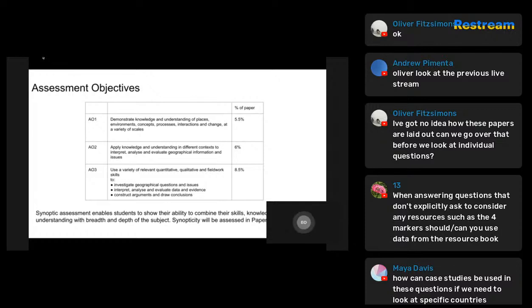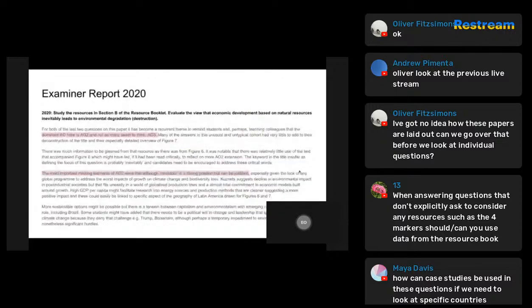You're not just pulling data from somewhere and then making a judgment on it. That's where a lot of candidates drop a lot of marks. It says here the most important missing elements of AO2 were that although 'inevitable' is a strong position, it can be justified, especially given the lack of any global programme to address it.